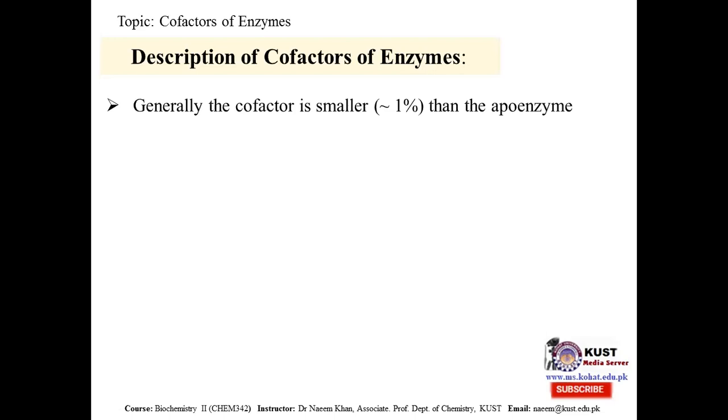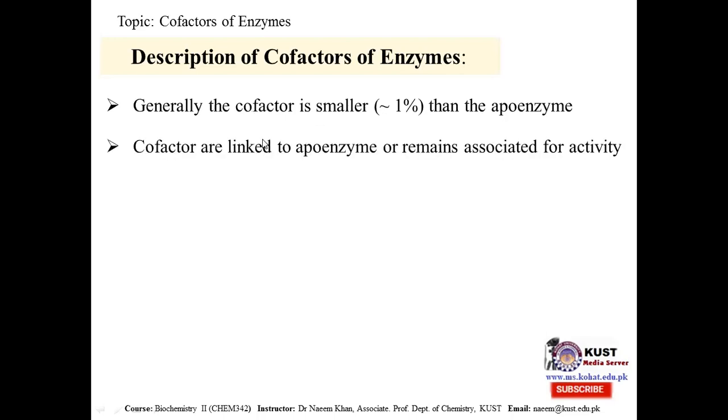Generally, the cofactor represents a smaller part of the enzyme, usually up to 1% of the apoenzyme. The majority bulk of the enzyme is apoenzyme, and a small part is usually the cofactor, meaning the non-proteinous part. Cofactors are linked to the apoenzyme or remain associated for activity. It is not necessary that the cofactor will always be tightly bound to the proteinous part or apoenzyme. It may be just associated for the enzyme activity, or it may be tightly bound as well.